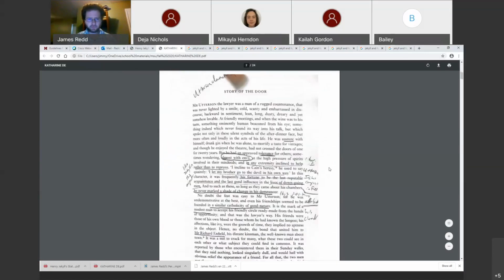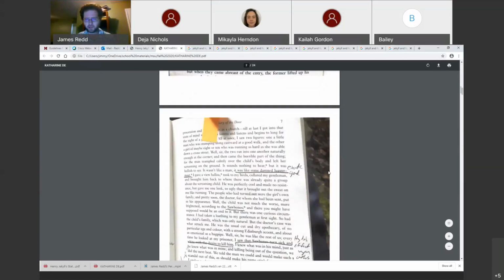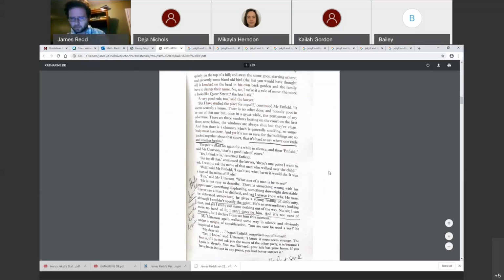left off. We had left off on page 13 or so.